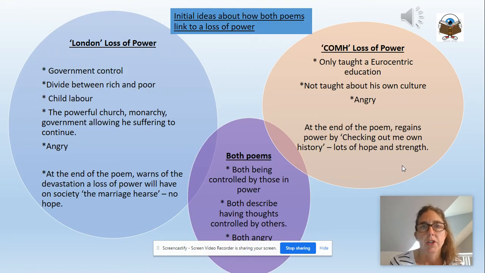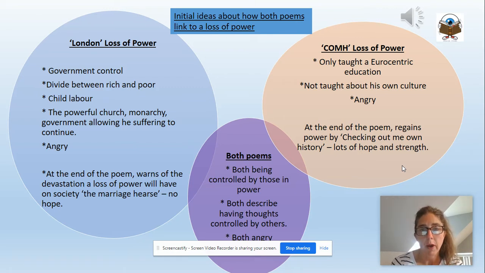Here are some initial ideas about how both poems link to this idea of a loss of power. In London, we've looked at the fact that there's lots of government control, there's a divide between rich and poor, there's evidence of child labour, there's a powerful church, etc. He's very angry. At the end of the poem, it's quite gloomy. Checking Out History, when you looked at that, we looked at ideas of the Eurocentric education. They're not taught about their own culture. It's quite angry as well. And at the end of the poem, though, he seems to regain some power by saying he's going to check out his own history.